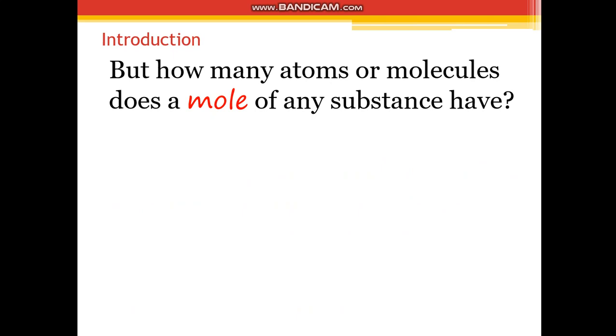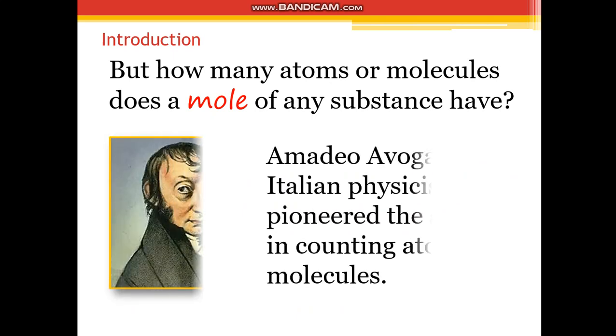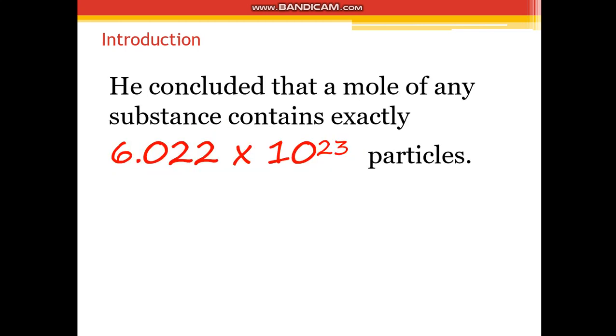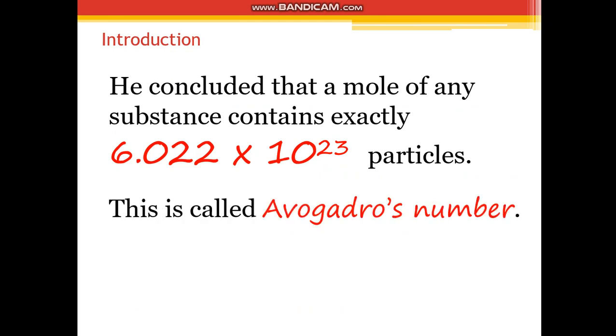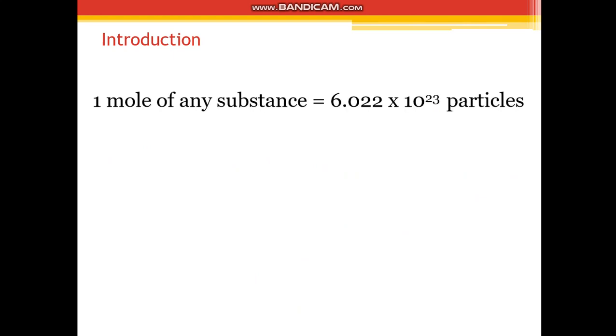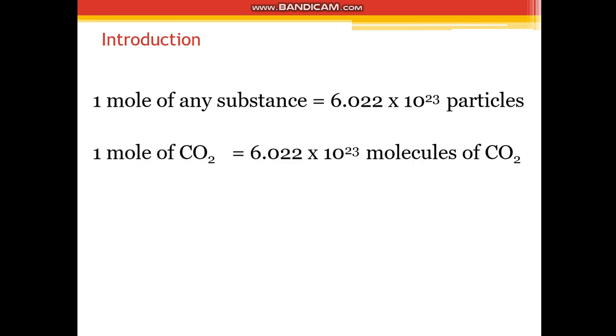But how many atoms or molecules does a mole of any substance have? Amedeo Avogadro, an Italian physicist, pioneered the studies in counting atoms and molecules. He concluded that a mole of any substance contains exactly 6.022 × 10^23 particles. This is called Avogadro's number. The term particles refers to the ions, atoms, or molecules. So this means that 1 mole of any substance is equivalent to 6.022 × 10^23 particles.